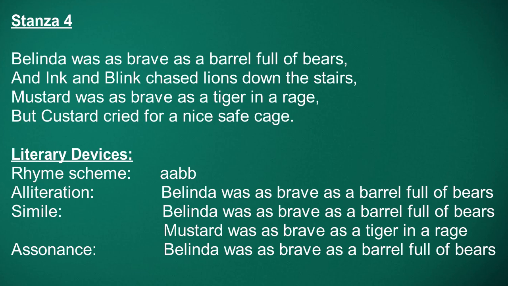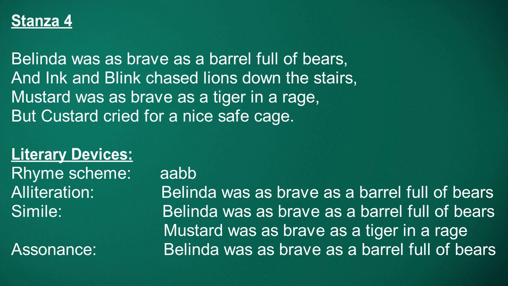Quickly, let us glance through the use of literary devices in this stanza. Rhyming scheme is AABB. Alliteration is there. Belinda was as brave as a barrel full of beers. So the B sound is repeated again and again in this line. Simile is there, as a barrel full of beers. Over here, Belinda's bravery is compared to that of a barrel full of beers.